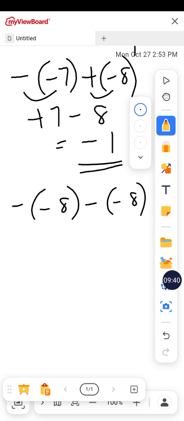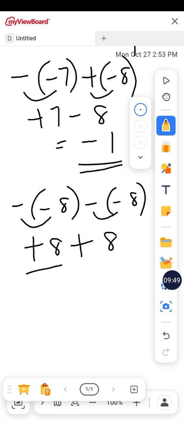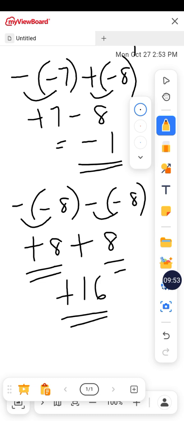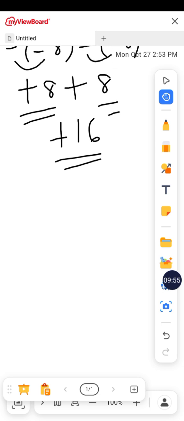Okay, let's see another example that has a bracket: negative into negative 8, plus negative into negative 8. You open up your bracket. Negative times negative, that's plus 8. Negative times negative, that's plus 8. Having opened your bracket, you can now add plus 8 plus 8. That will give us plus 16.